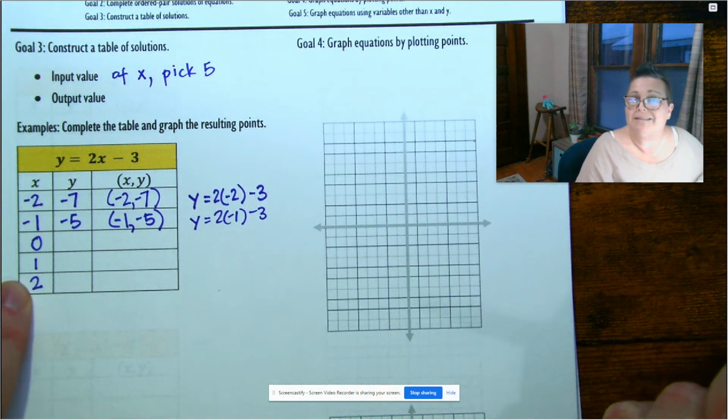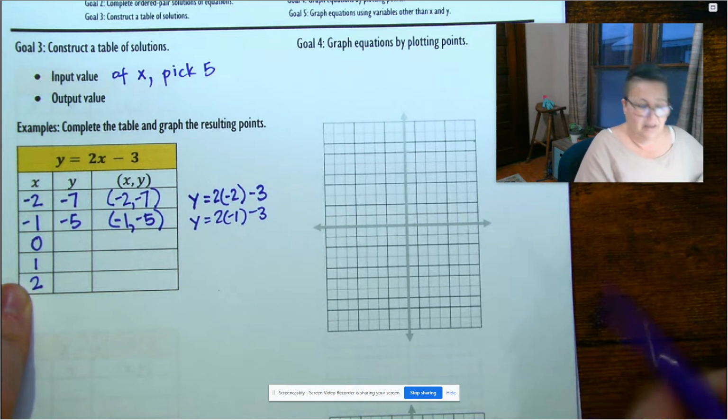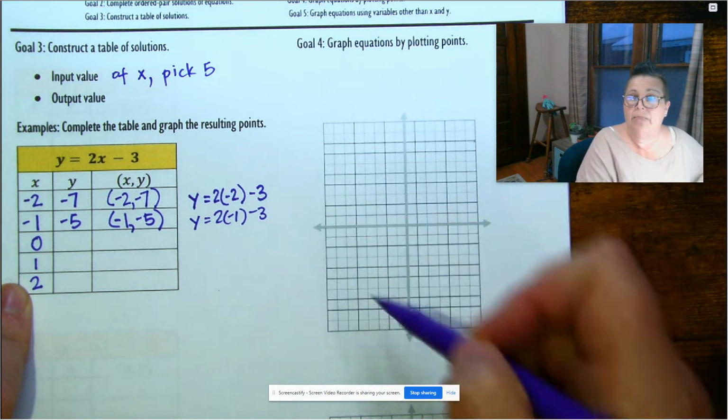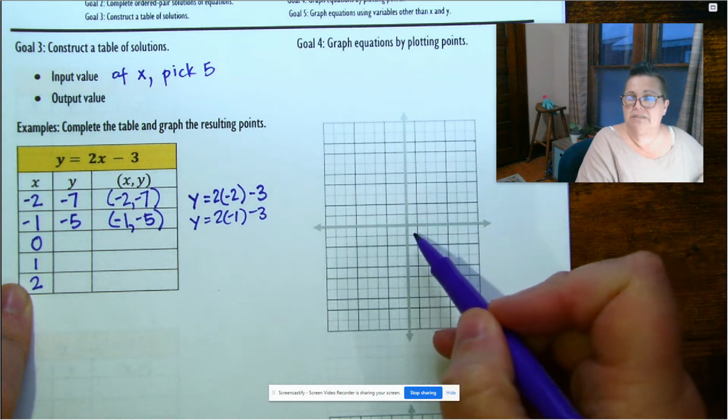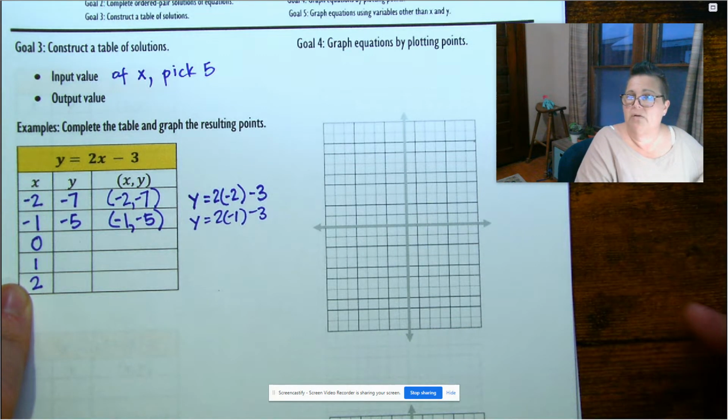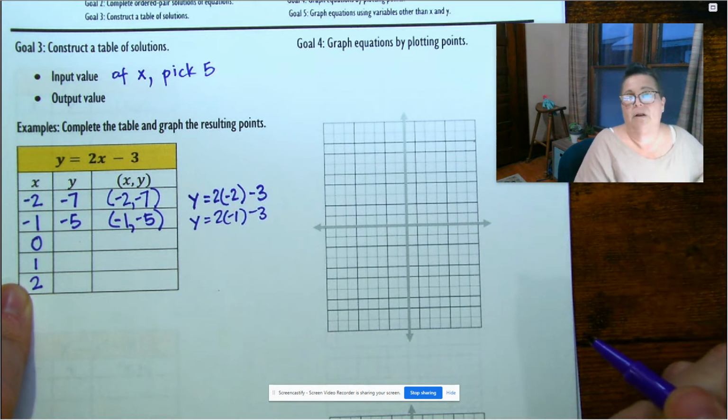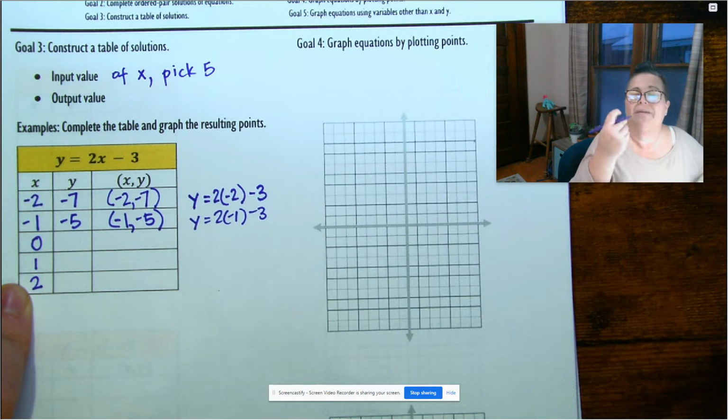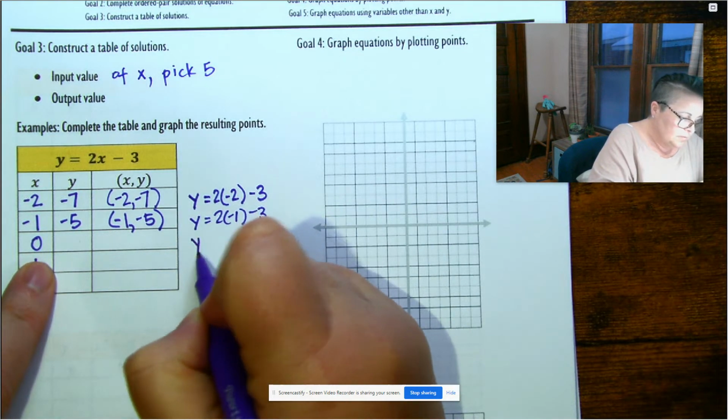Could I have picked a 73? Absolutely. But that would not have been a point that I could plot on this graph. X equal to 73 would put it way out over here. And I don't want to have to graph that. I want to be able to graph easy numbers to just get a feel for where the line is. Simple numbers, right?